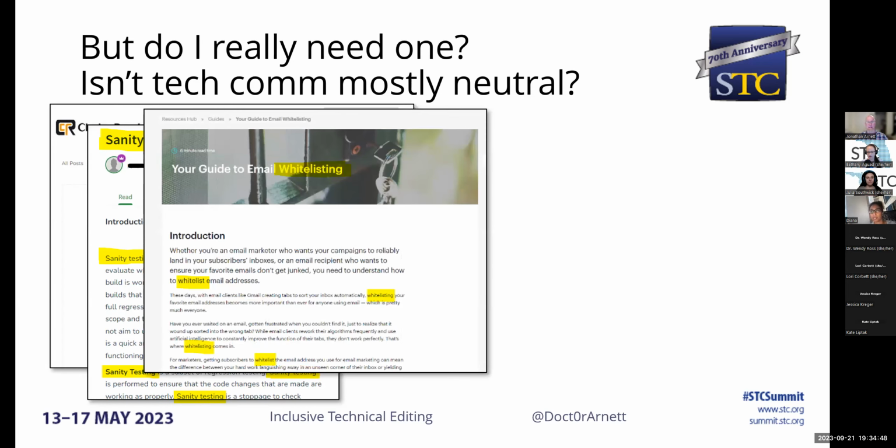Whitelisting. Does that also imply the list of a blacklist and the idea of white good, black bad? Unfortunately, it does. So perhaps this is sort of language we ought to think about not using.